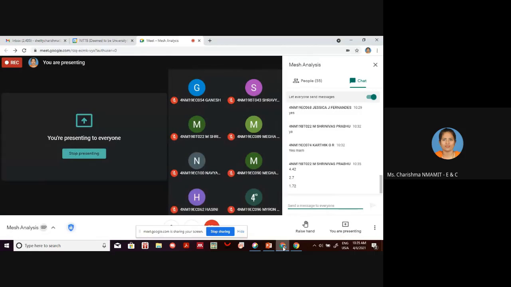Anyone have doubts in writing the equation? So I1 is nothing but 4.42, right? I2 is nothing but 2.77.